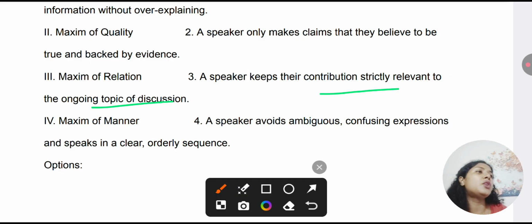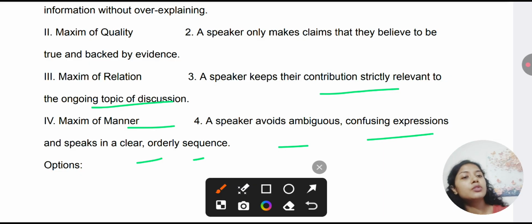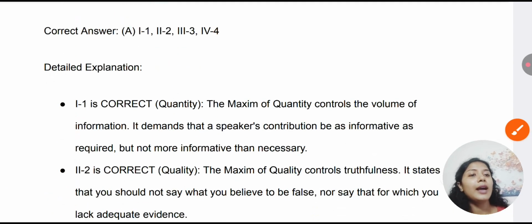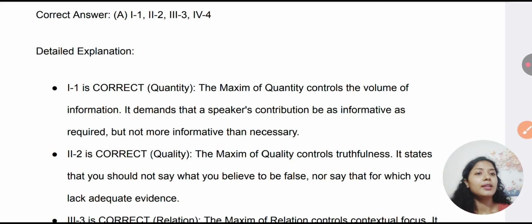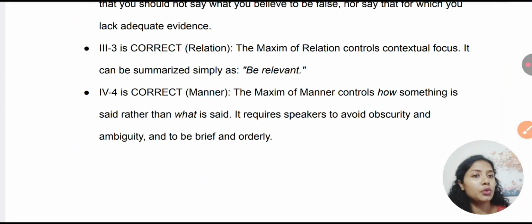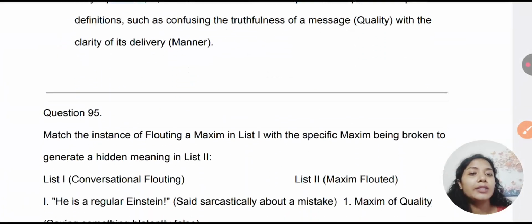अगर यहाँ पर we are only talking about the four maxims of Grice, so we will only discuss the maxims, four maxims like quality, quantity, relation. हम किसी और topic पे नहीं चले जाएंगे unless it requires any suggestions or any examples. And maxim of manner: a speaker avoids ambiguous, confusing expressions and speaks in clear, orderly sequence. Okay, I gave you my example while teaching you, and I related to you so that you can understand.